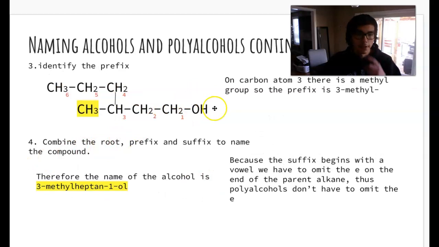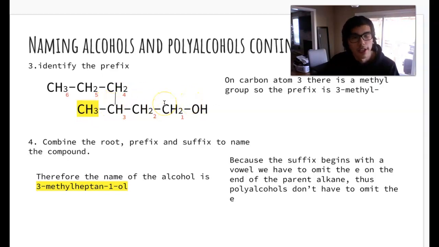The third step is identifying the prefix. To do this, you want to look at your compound again and look for which element is not already being used. If we look at the compound in the example, you'll notice there are 6 carbons in our chain, which is being used, and our hydroxyl group, which is being used in the suffix. So therefore, we'll have an extra group of elements right here. On carbon atom 3, there's a methyl group. So the prefix is going to be 3-methyl because there's an extra methyl group attached to carbon atom 3.